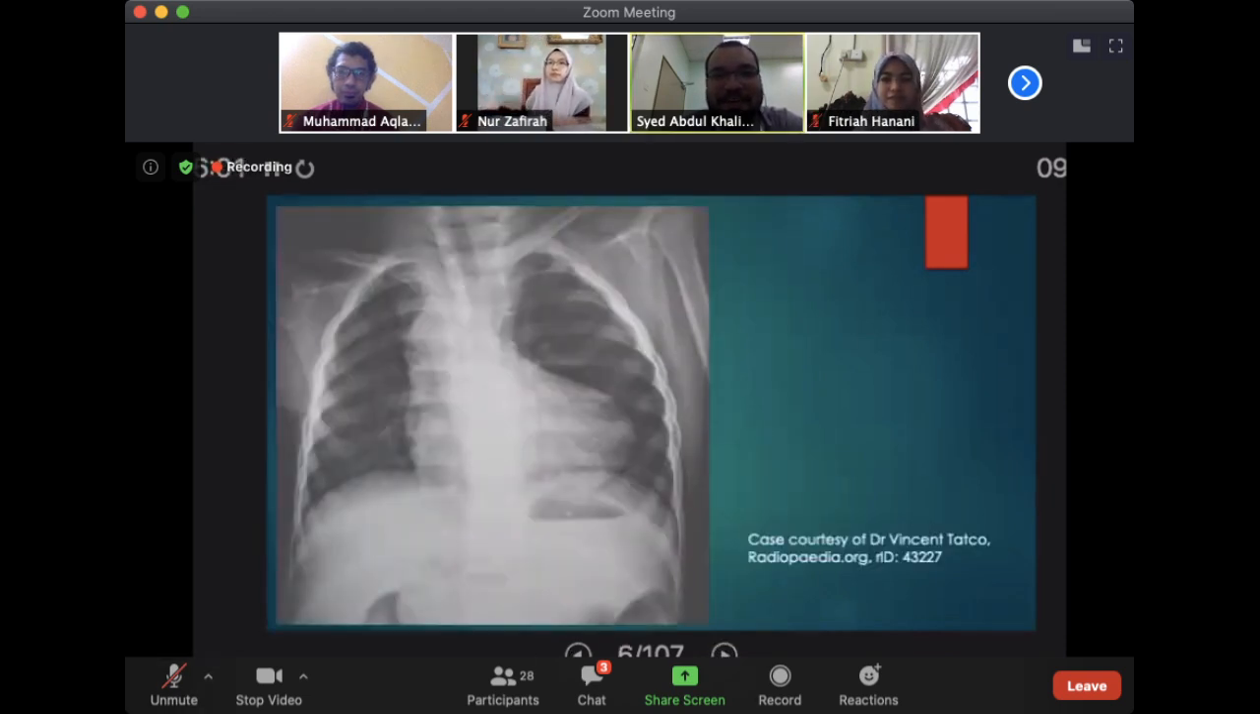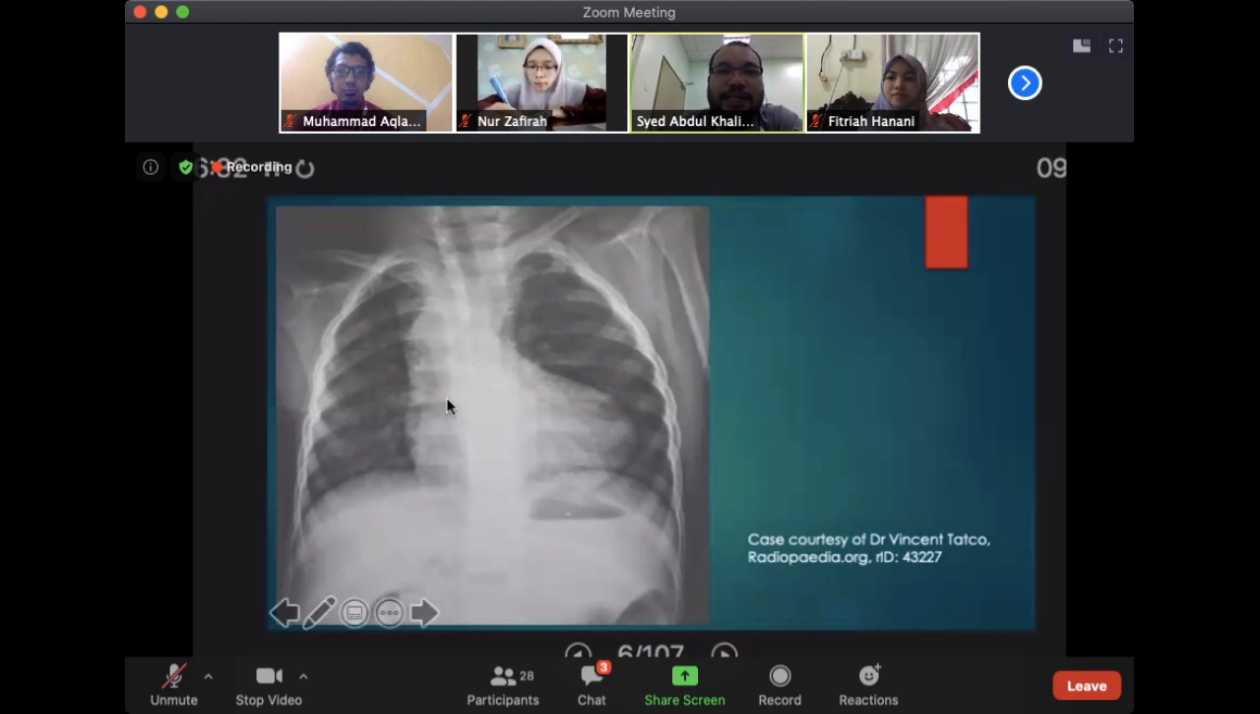Okay. All right. What is this? Boot shaped heart. Typical in TOF. Why this happened is because the right ventricle is at the inferior, and the left ventricle is on the anterior or more left anterolateral. So if left ventricular hypertrophy, you will see cardiomegaly. But right ventricular hypertrophy, you see boot shaped heart.